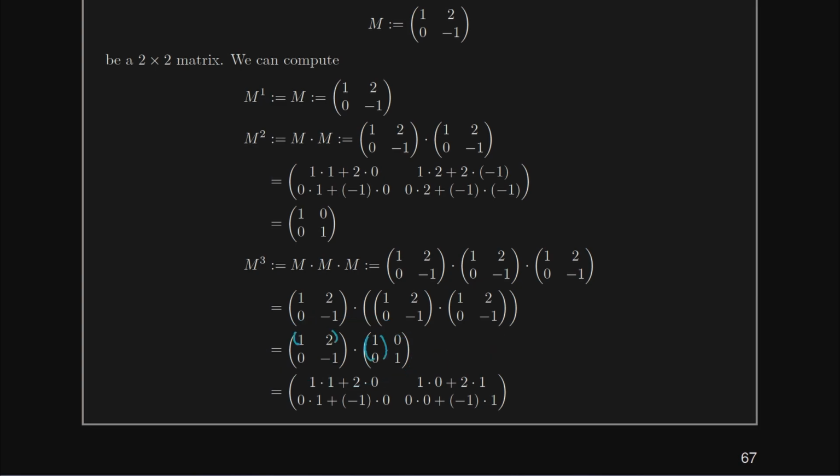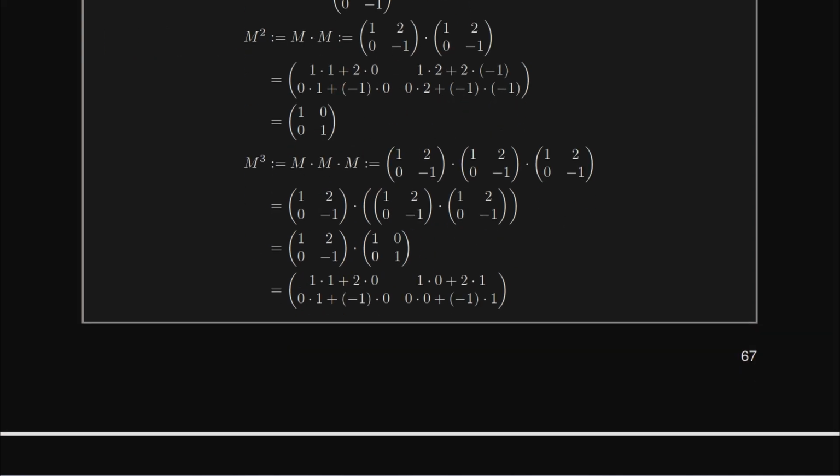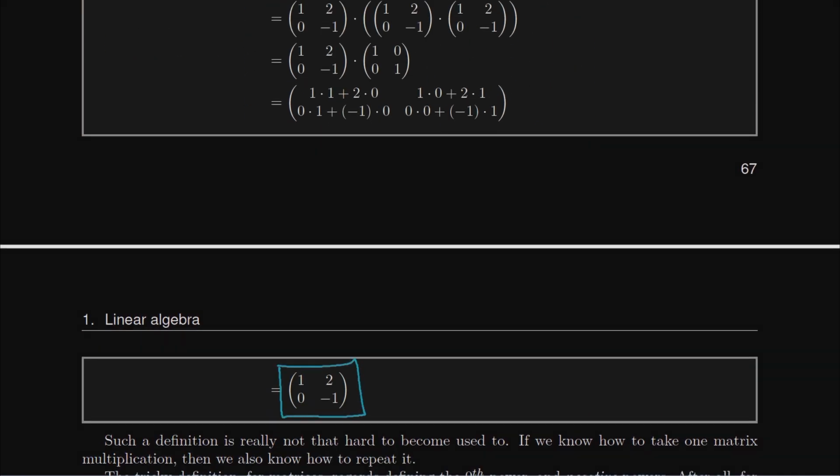First row on the first column gives me 1 times 1 plus 2 times 0. There it is. So that's going to give me a 1 in the top left. Then I have a 1 times 0 plus 2 times 1. That's right here. That's going to give me a 2 in the top right. Then I have a 0 times 1 plus negative 1 times 0. That's going to end up giving me a 0 in the bottom left. And finally, I'll have a 0 times 0 plus negative 1 times 1 in the bottom right. That's going to give me a negative 1 in the bottom right. And so we see our third matrix power as the matrix 1, 2, 0, negative 1.